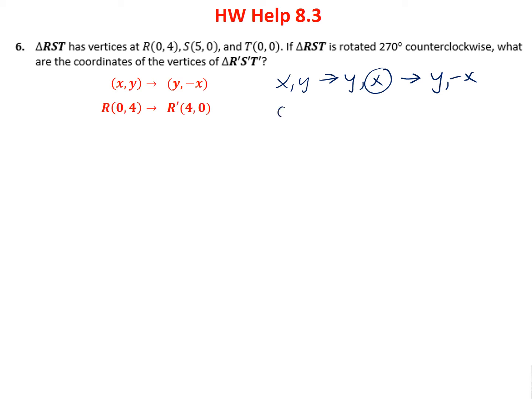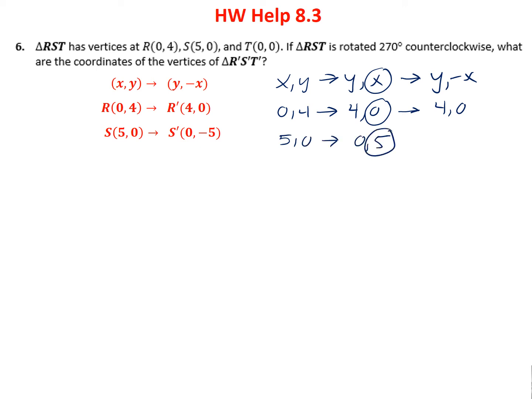Here's my point (0, 4). So I switch them, and then I take the opposite of 0. Well, in this case, the opposite of 0 is 0. So the answer is just (4, 0). Move to the next point. I have (5, 0). Switch them. I have (0, 5). But now the opposite of that one is -5. So this point is (0, -5). And then finally, this one is not a surprise. (0, 0). Switch them, it's still (0, 0), and the opposite of 0 is 0, so that one doesn't change at all in the rotation.